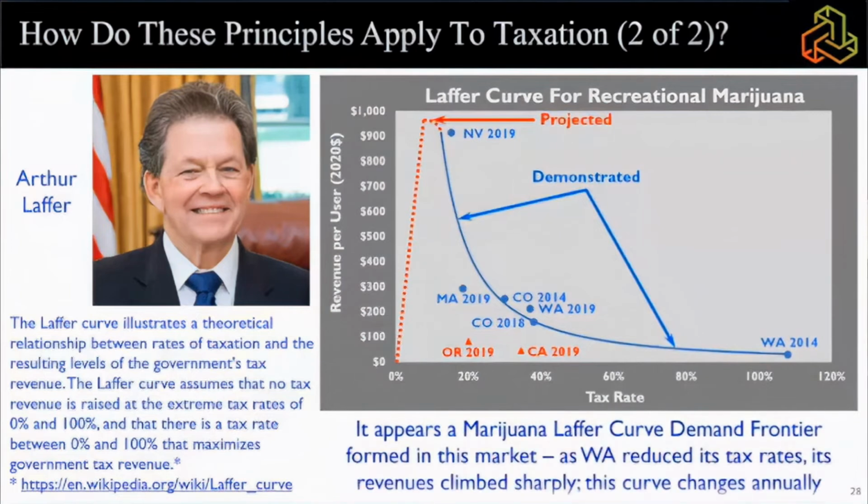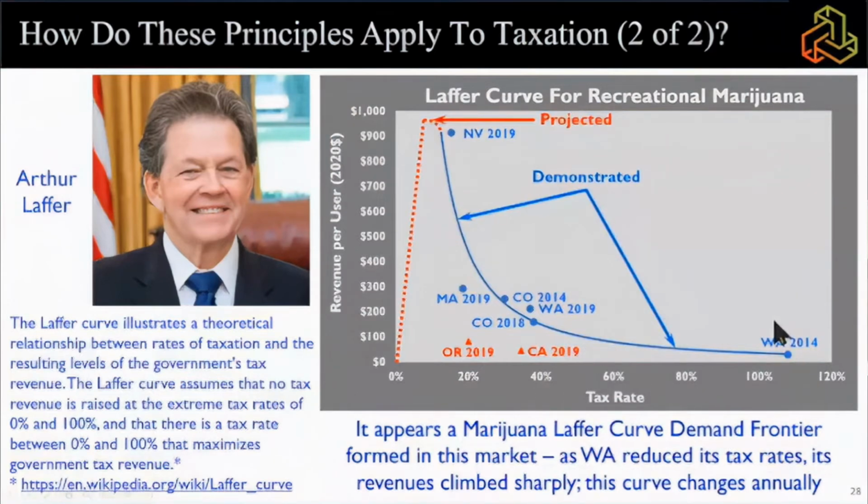So these are individual year per capita revenue retrievals for Washington State. And so here's Washington State in 2014, Washington State in 2019. Here's California in 19, Oregon in 19, Colorado in 14. Again, this is per capita, and Nevada was way up here. And it appears that there's a marijuana Laffer curve at the frontier that describes the market here.